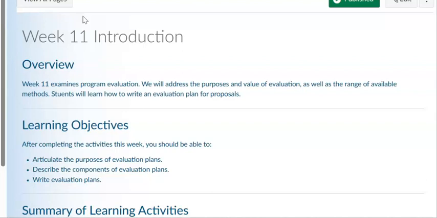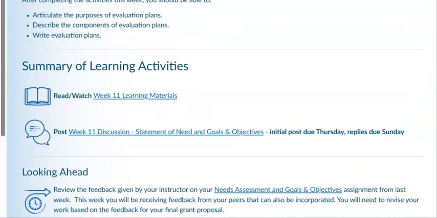After completing the activities for this week, the learning objectives are to be able to articulate the purposes of evaluation plans, to describe the components of evaluation plans, and then to write evaluation plans.